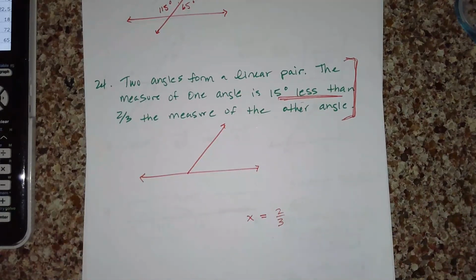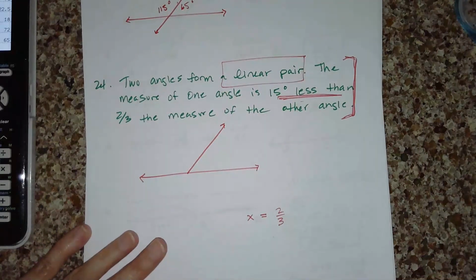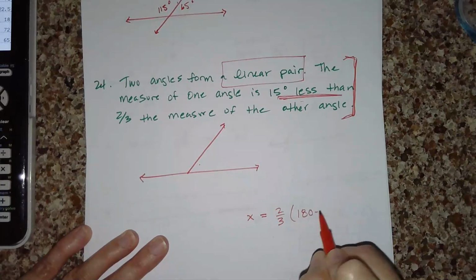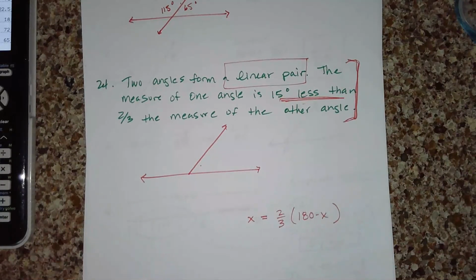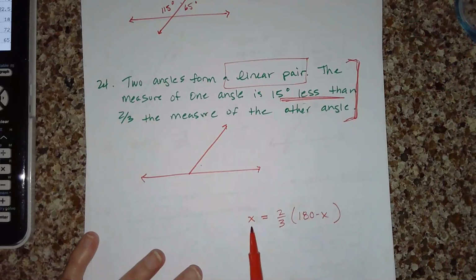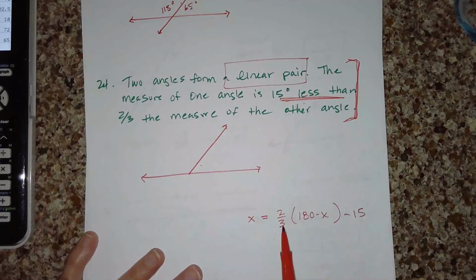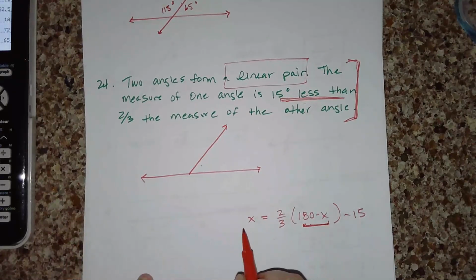Well, if one angle is x, how do we figure out the other angle? The key is that they're a linear pair. So if one angle is x, then the other angle has to be 180 minus x, because both of them together add up to 180. If you already know that one angle is x, the other one has to be 180 minus x. So the measure of one angle is 15 less, minus 15, 2/3 the measure of the other angle. This represents the measure of one angle, and this represents the measure of the other angle.